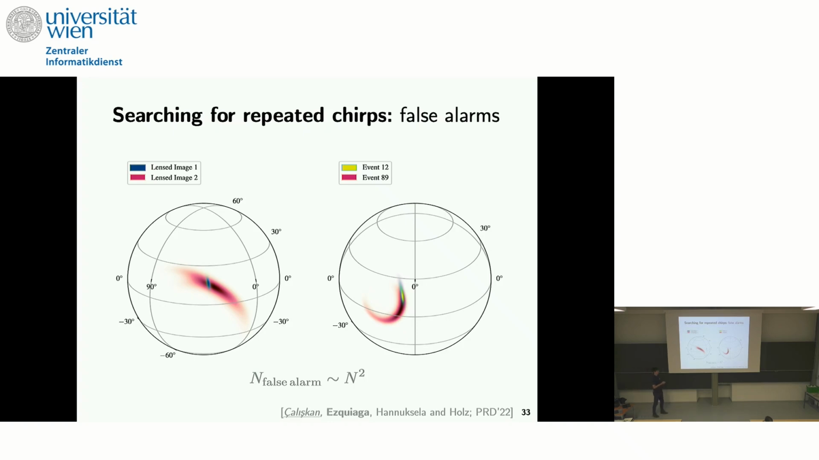And when you are looking at pairs of events that could come from the same source, then there is a problem, because the number of false alarms, of things that could look like something that is lensed, is going to scale with the number of pairs. So you're going to have a lot of things that could look like being lensed. So the whole game of the business is to find strategies to fight these false alarms.